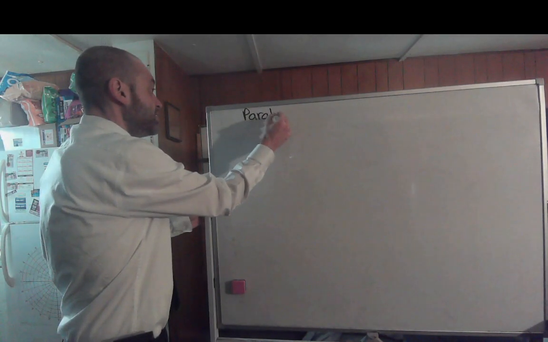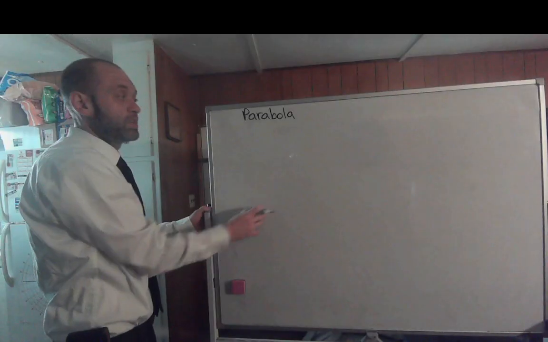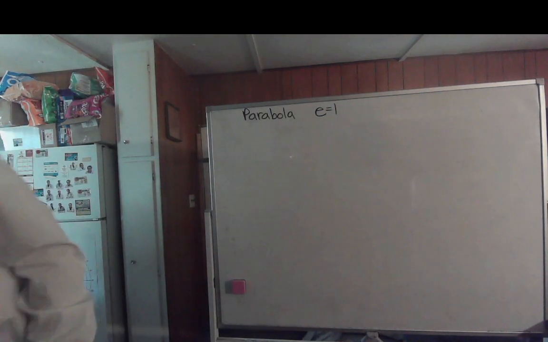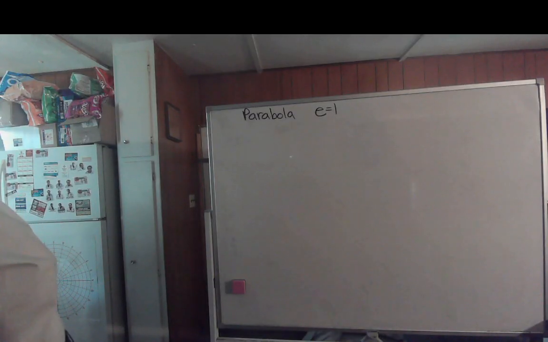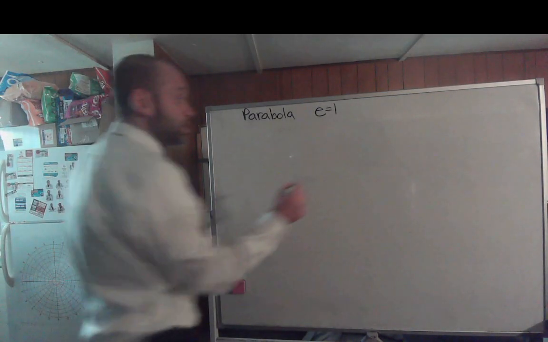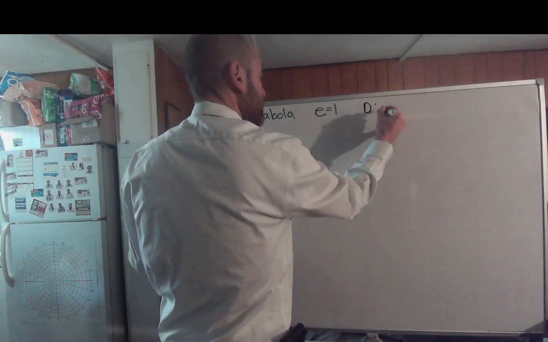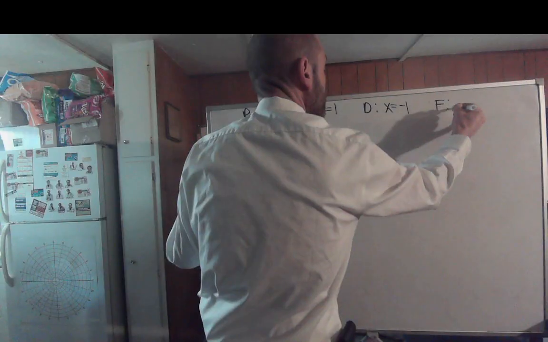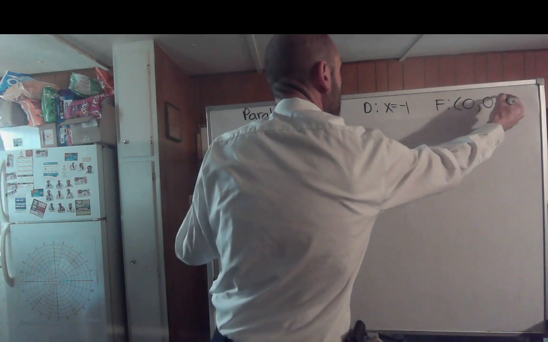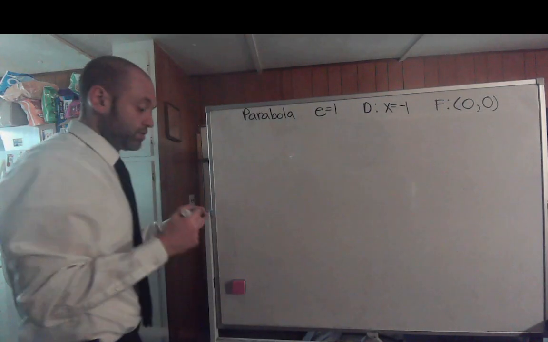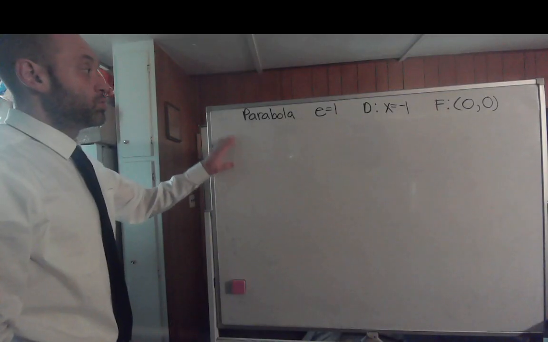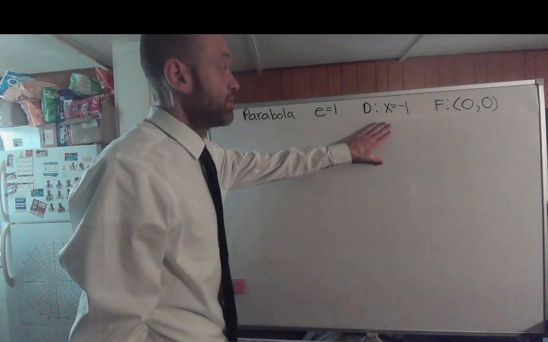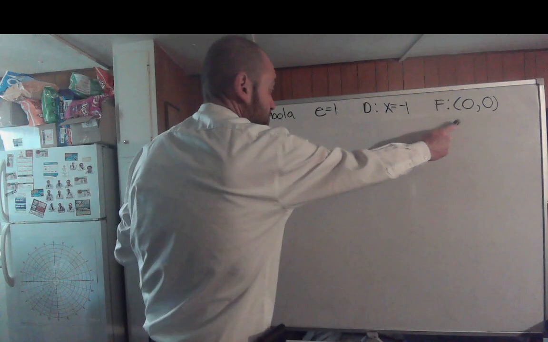For the next couple of exercises, this one we have a parabola. The eccentricity is always 1 for a parabola. And then the directrix is going to be at x equals -1. The focus is at the pole, which is at 0, 0, which also works out to 0, 0 in rectangular form. So we have a parabola where the eccentricity is always 1, the directrix is x equals -1, and the focus is at 0, 0.